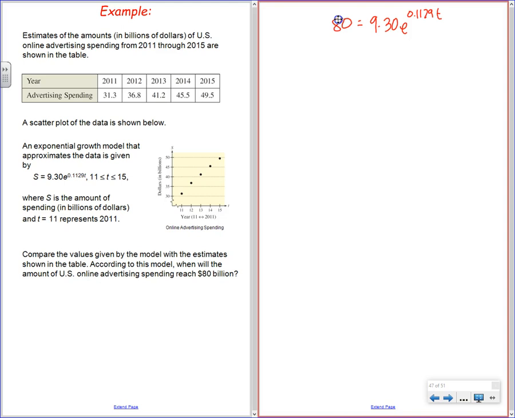Reverse it. You can't reverse until you isolate. What's the very first thing you gotta do? Divide. You gotta divide by 9.3. Then you can look at your E and say, ooh, what do I need? Looking at that E, I need an ln to undo the E, right? What's the last step to solve for t?